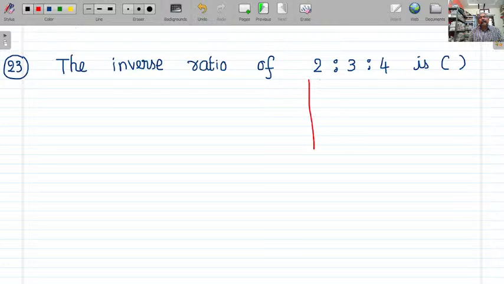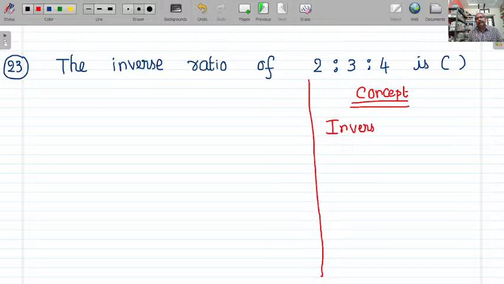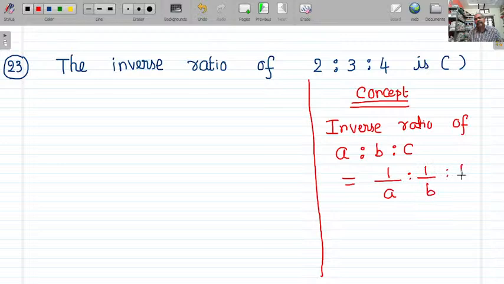So let's have a discussion here. Concept: the inverse ratio of A is to B is to C is equal to 1 upon A is to 1 upon B is to 1 upon C. Then after that, find the LCM of A comma B comma C, and multiply each term with the LCM, so that we will get the simplified value.